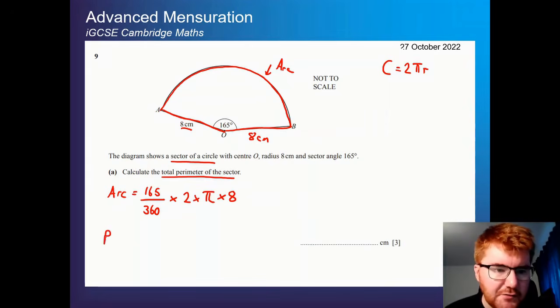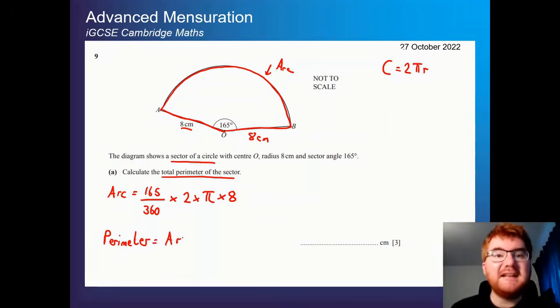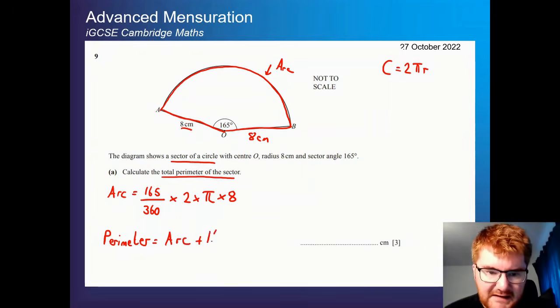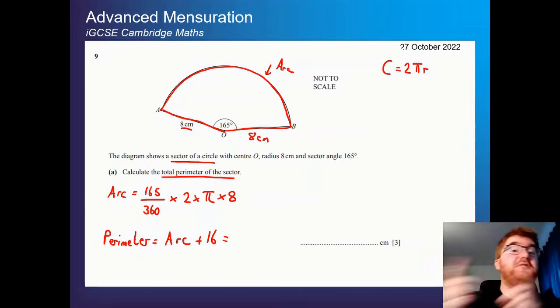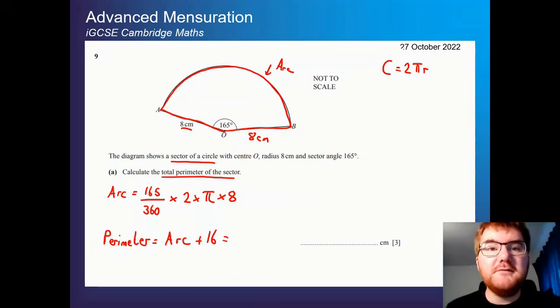To work out the total perimeter, we're going to take what we've done for the arc. Again, notice I'm leaving the calculating until right at the end here. And then we need to add in the 2 radii. So we've got 8 and 8, so we add in the 16. And that's going to give us our final answer. So let's go over to the calculator and work it out.